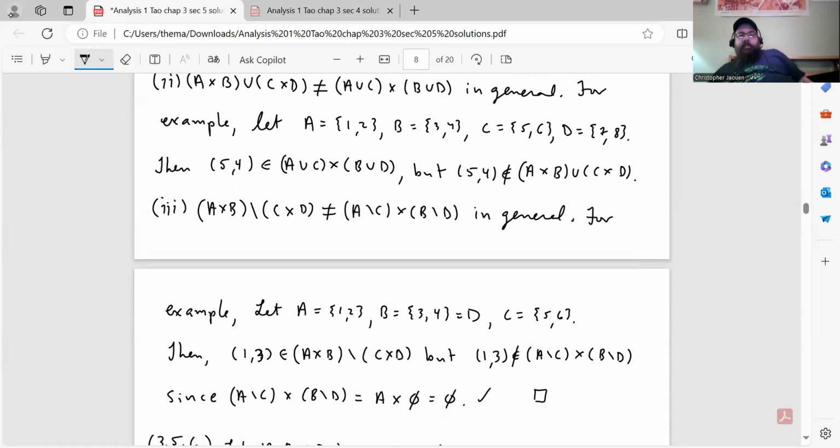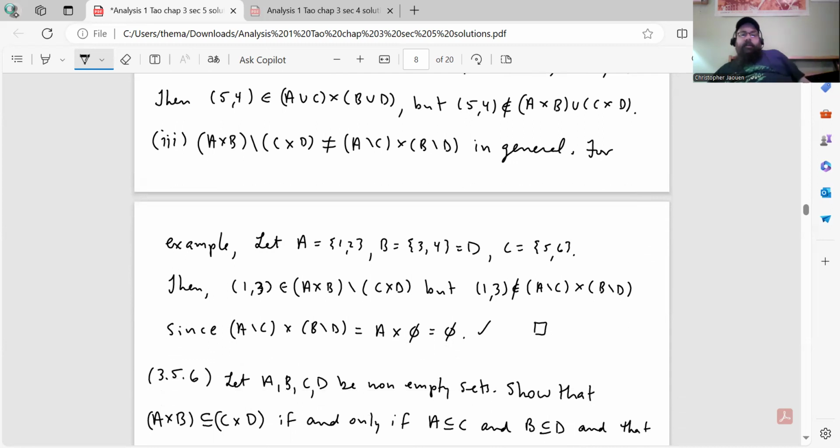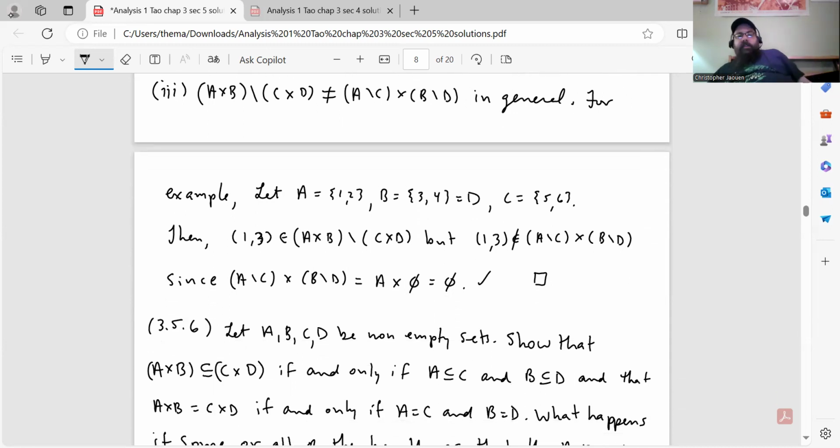And for part 3, A times B minus C times D is not in general equal to A minus C times B minus D. Again, I just have a counterexample here. If A is the set {1, 2}, B is the set {3, 4}, which is equal to D, and C is the set {5, 6}, then the ordered pair (1, 3) is an element of A times B minus C times D. But (1, 3) is not an element of A minus C times B minus D, since A minus C times B minus D is the Cartesian product of A with the empty set, which is the empty set.